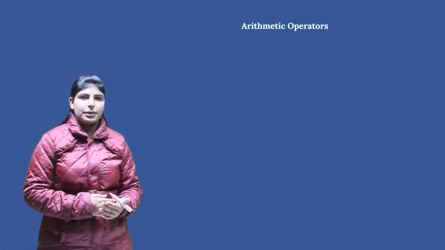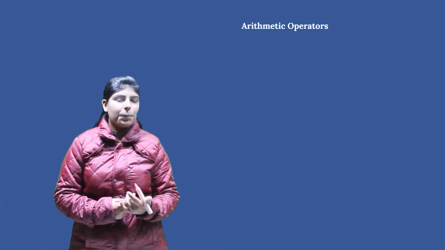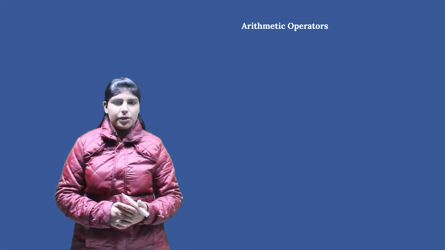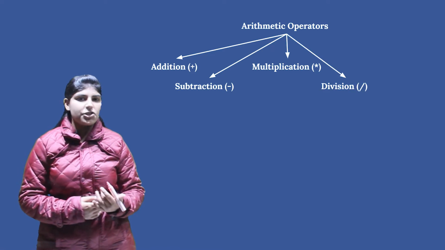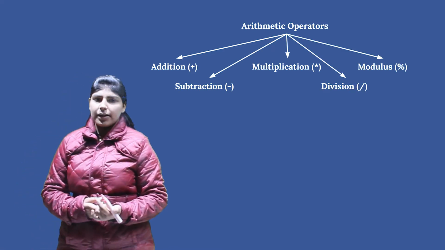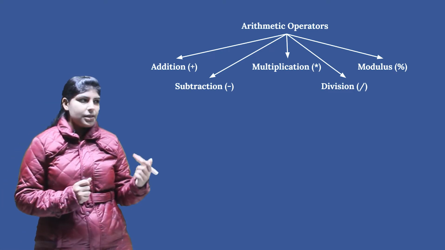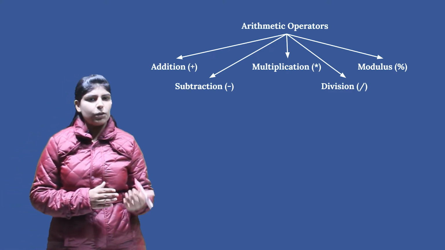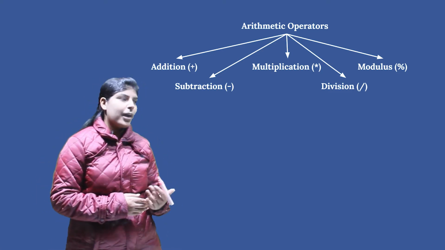So next we have arithmetic operators. These are binary operators. That means they use two operands to perform a specific operation. We have addition, subtraction, multiplication, division and modulus in arithmetic operators. What does addition do? It performs the sum of two numbers. Subtraction gives the difference between the two numbers. Multiplication gives the product of two numbers. Then we have division.